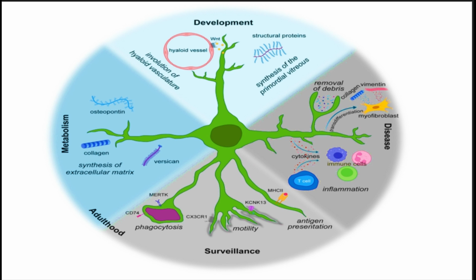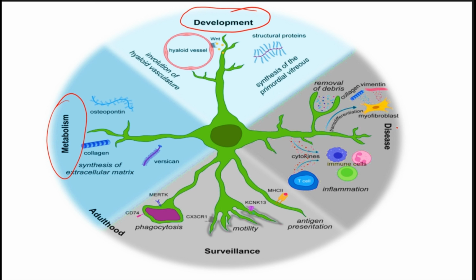So there are many roles of hyalocytes. Hyalocytes play an important role in the development of the vitreous. As we discussed in our previous video on vitreous embryology, the primary vitreous, the hyaloid vasculature, basically is coming from the hyalocytes. Apart from that, hyalocytes also play a great role in the involution of the primary vitreous. They have a role in metabolism.